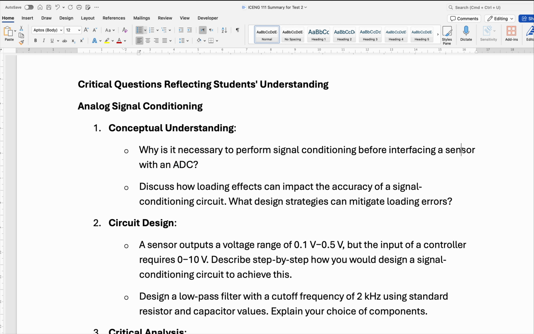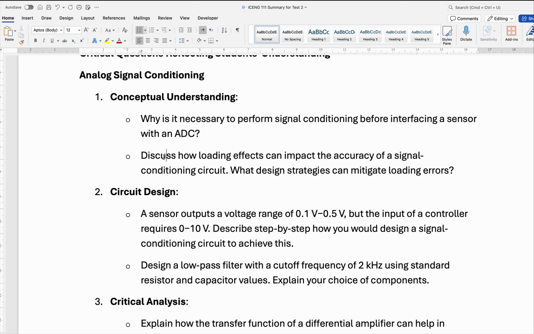If the sensor output is ready, that's good. But if it's not, I need to signal condition it, to make it ready to go through an ADC. This is the kind of explanation where I can reflect and see that you're understanding.